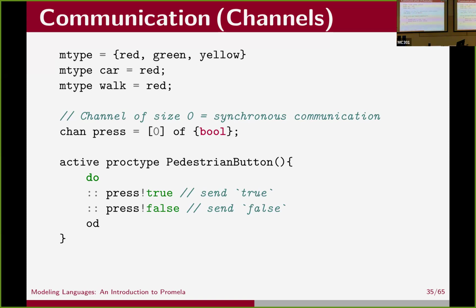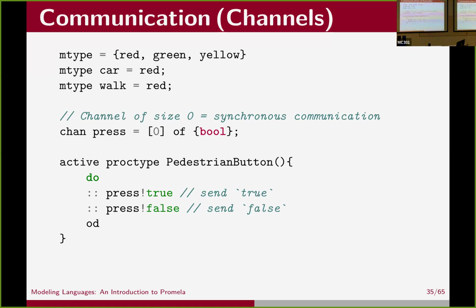And it's kind of a quirky syntax. So ignore this size of 0. We're going to come back to it. It's just saying I cannot buffer these things. I cannot store them. But the type of the channel is Boolean. So we're going to have something to send Boolean messages between two different processes. And so we can define the pedestrian button using this channel here.